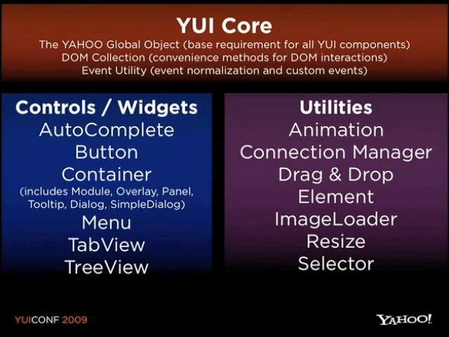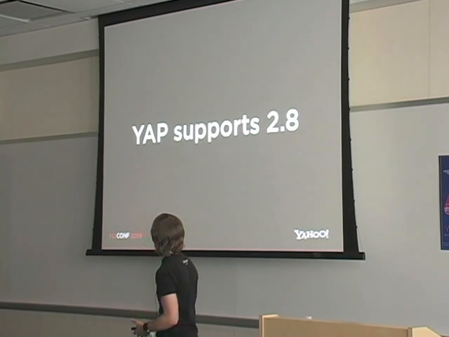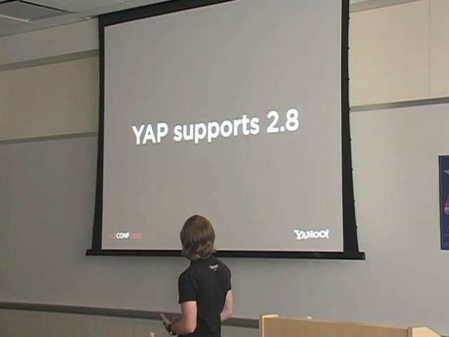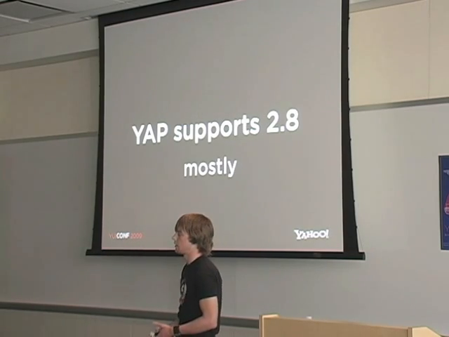Some of these work better than others. This is all available on the YAP documentation page on YDN. But you'll find, and I'll show you later, that some of the components that aren't on the screen work just fine, and some of the ones on here work but in a more limited capacity. So it's just something to keep in mind. It's something that we're really working on to enhance even further. Like I said, YAP supports 2.8, which is an important number for a reason I'm about to get into, and it supports most of it and not all of it.